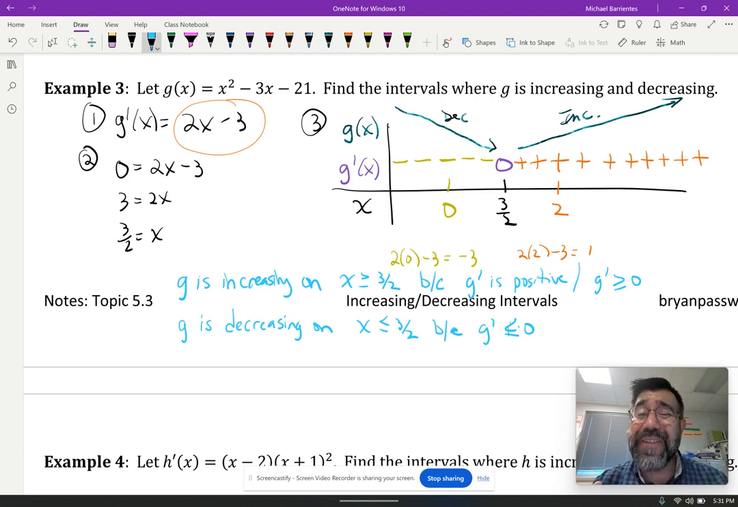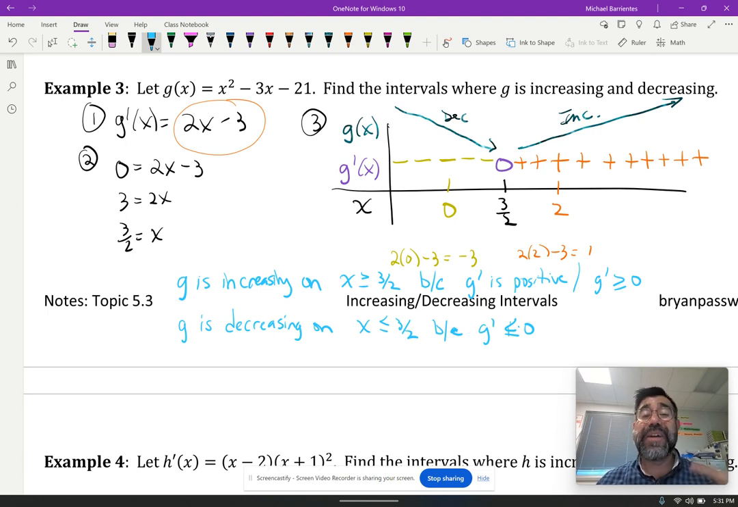Do I know what the y value is? No, although I guess I could substitute 3 halves into the formula to figure it out. But at least we know there's a relative minimum in this graph, which we could have predicted because we knew it was a parabola. Okay, so the idea is, number one, take the derivative.